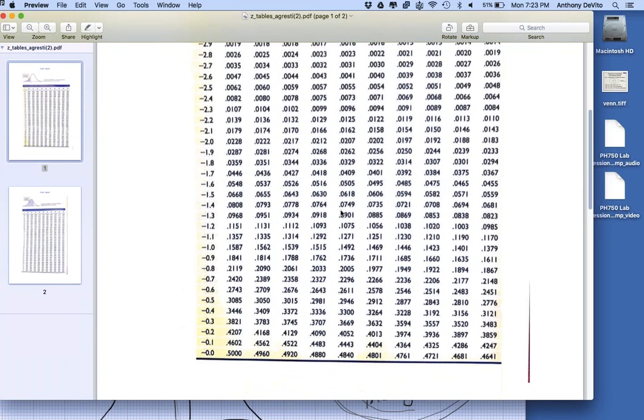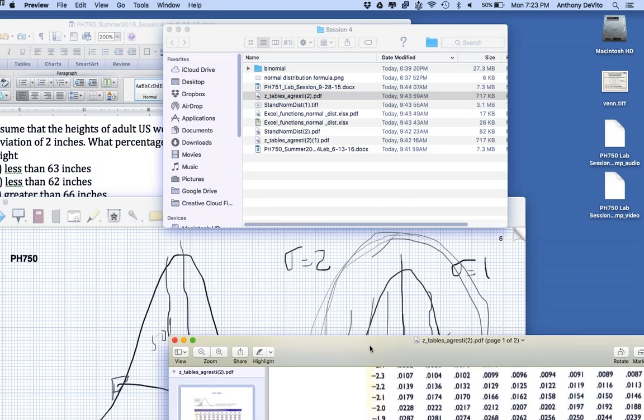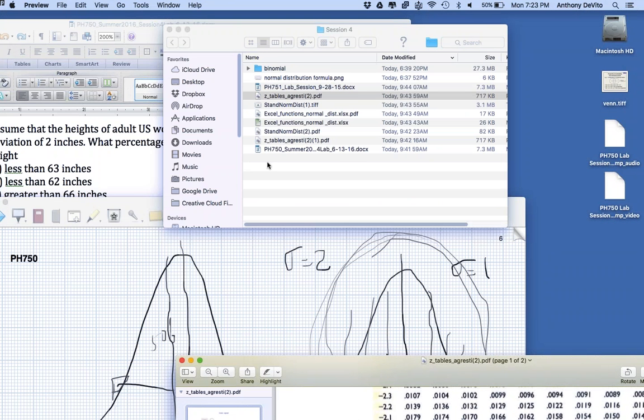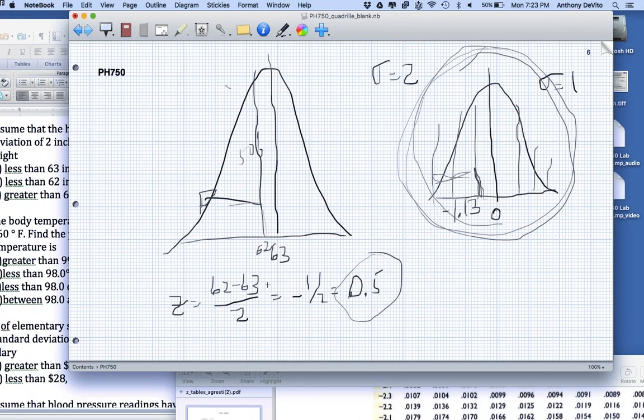What was our z-score? 0.5. What's the third digit? 0, right? So what is the area to the right of that? 30.85%. So if I go back here, the area to the right of 62, or a z-score of 0.5, is going to be 0.3085, or roughly 31%.